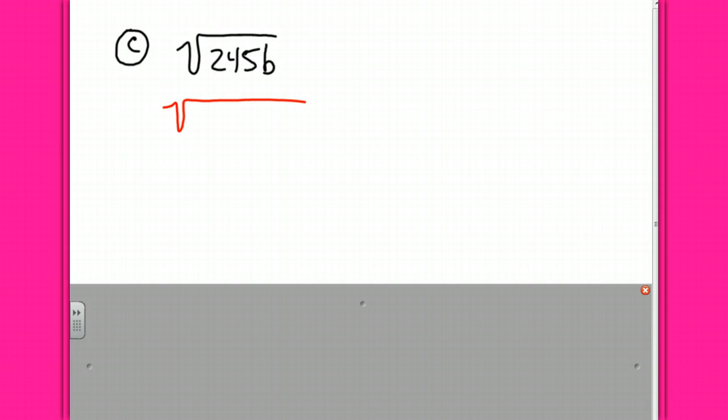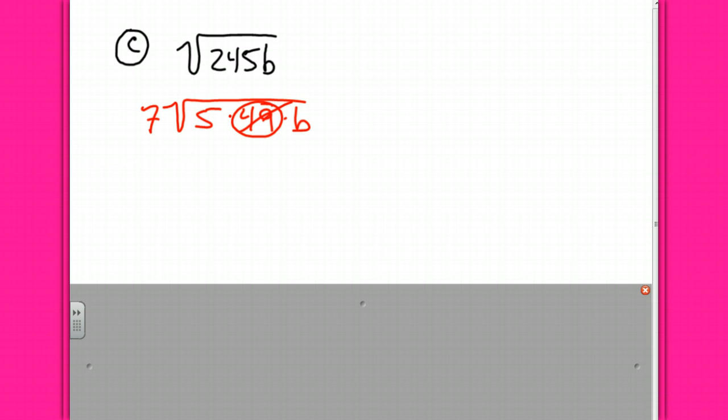Okay, so we see that 5 can go into 245. 5 times what? What'd you get, Will? 49. Good. 5 times 49. And we still have the b, right? And so do we see a perfect square factor now? What is the square root of 49? 7. So we can take out the square root of 7.